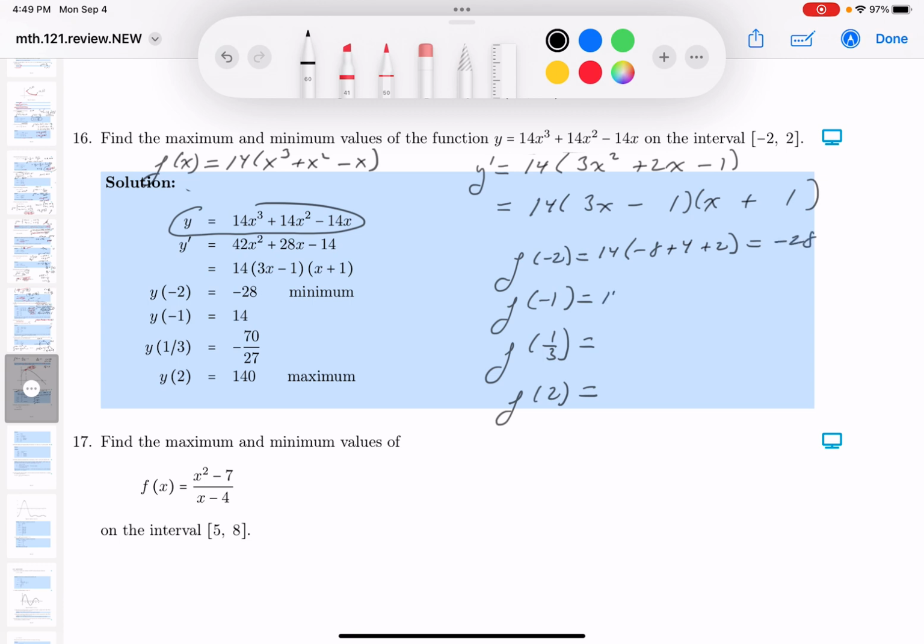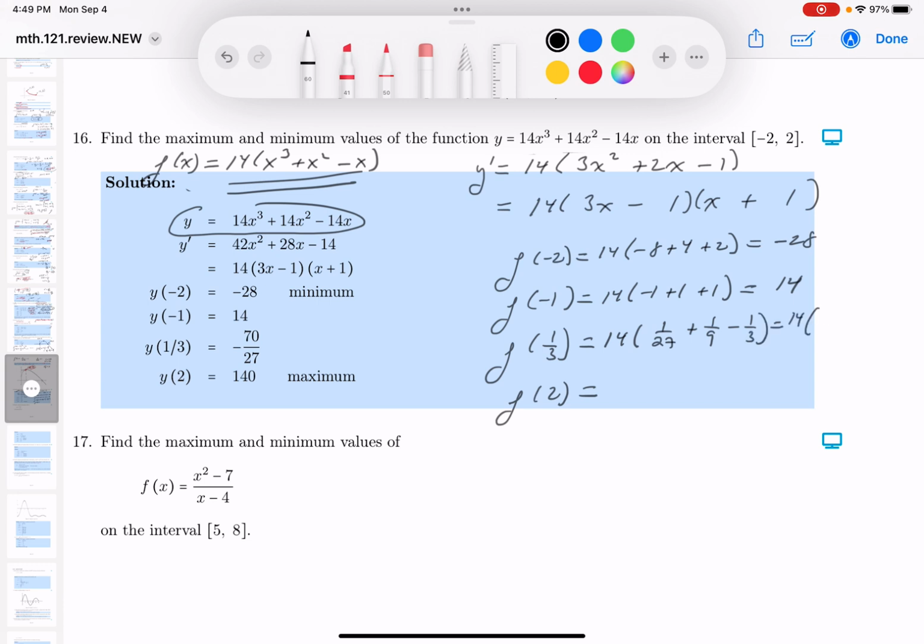Let's do the next one. 14, and again, I'm plugging it in here. That's going to be minus 1 plus 1 plus 1, which is going to be 14. All right, let's do the next one. 14. That's more difficult, but let's do it. 1/3 cubed is 1/27. And then plus 1/9. And then minus 1/3.